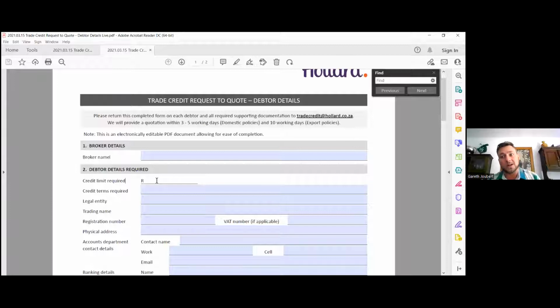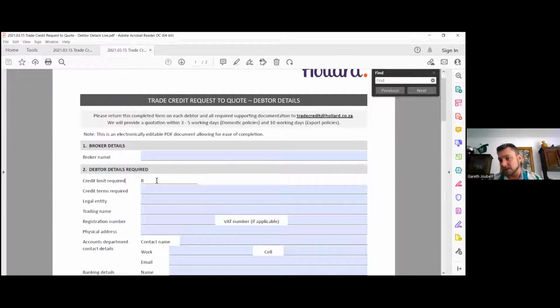So either your client can overtrade without insurance, or they can request us to increase the credit limit. Depending on their time frame, it's either a quite quick decision, or if it's been a lengthy period of time, probably more than 6 months since our last review, then we'd have to do a new review, and that would take 3 to 5 working days. So I hope that explains how the credit limit required is calculated.